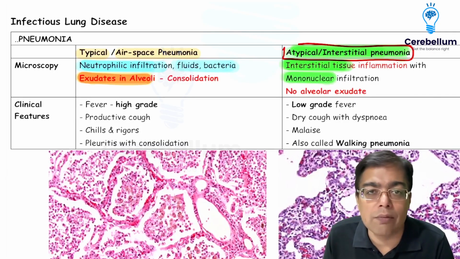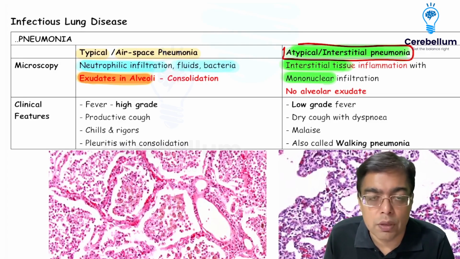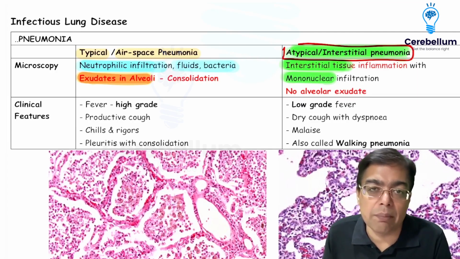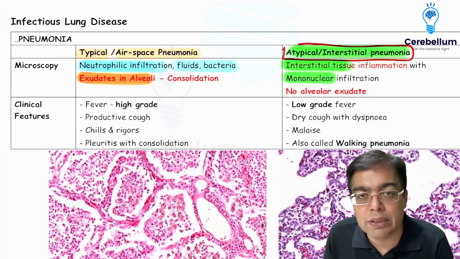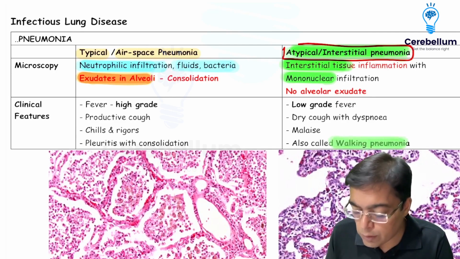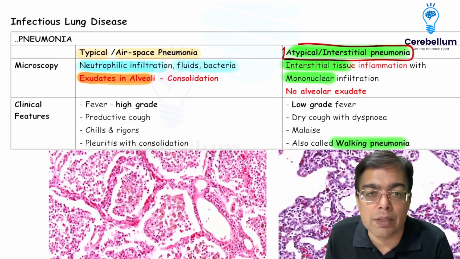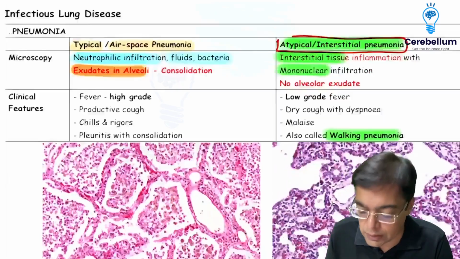Because there is no alveolar exudate over here, patients are going to have a dry cough. They would have dyspnea for sure, but they have a low-grade fever. So overall, even though the patient has an atypical or interstitial pneumonia, still the patient is not in a very bad state, and therefore it is also associated with the name of walking pneumonia. Fatigue and malaise are more typically associated with the patient who is going to have interstitial pneumonia.